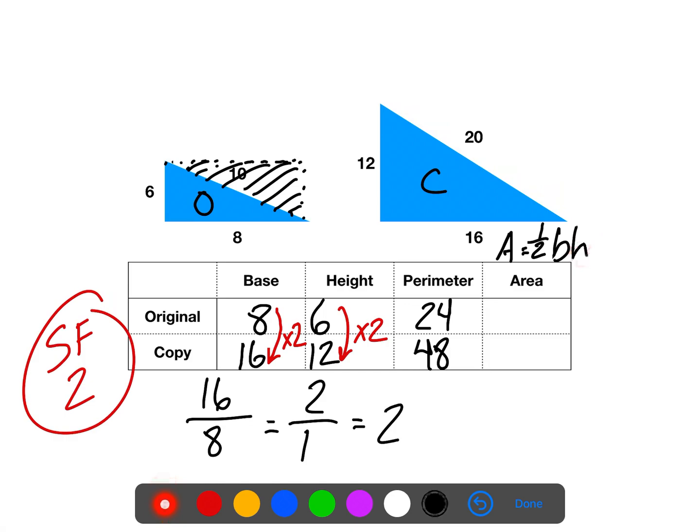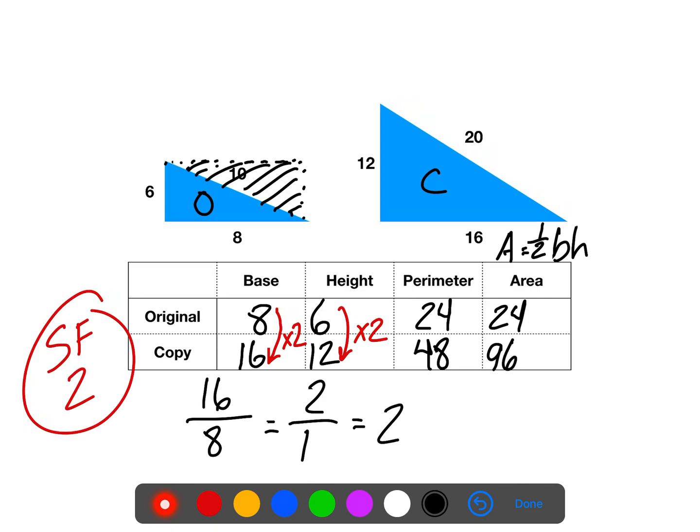For the original figure, 8 times 6 is 48. I want half of that. So the area is going to be 24 square units. I'm going to do the same thing for the copy, except I'm going to multiply 16 by 12 and then take half of that amount, which will give me 96.